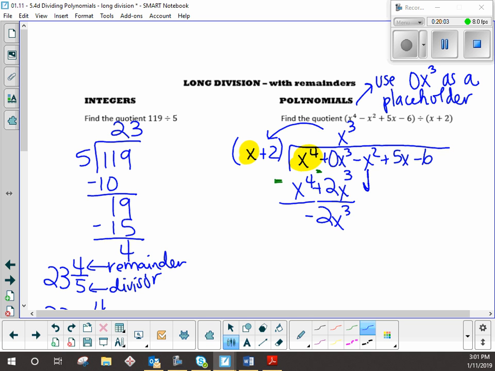And then bring down the next term. Wash, rinse, repeat. We have to do this all over again. Now I have this leading term from the divisor is x. And this leading term down here in my problem, x times what would give me negative 2x cubed? Right. Good. Negative 2x squared. Okay. So I take the negative 2x squared times the divisor and bring it down. So negative 2x squared times x is negative 2x cubed. Negative 2x squared times 2, negative 4x squared.